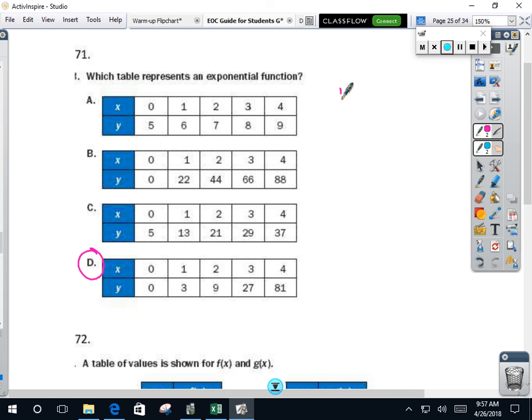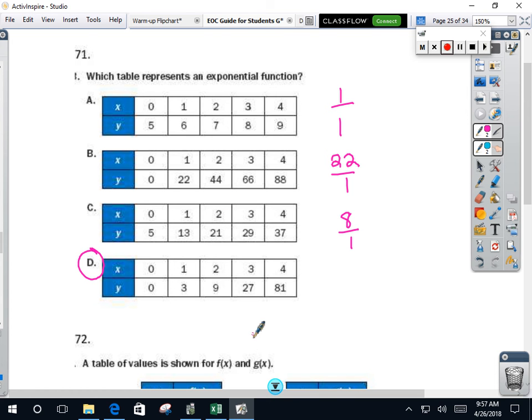The slope would be 1 over 1. That's also an arithmetic sequence. B is plus 22, plus 22, plus 22, plus 22. So that makes a line with a slope of 22 over 1, because these are all going up by 1. And then what would the slope of C be? 8 over 1, because you're adding 8 every single time. So that's also linear. It's also an arithmetic sequence.